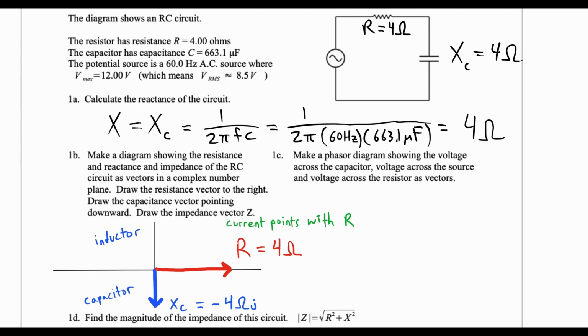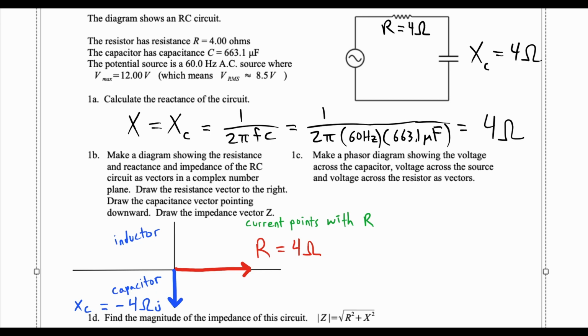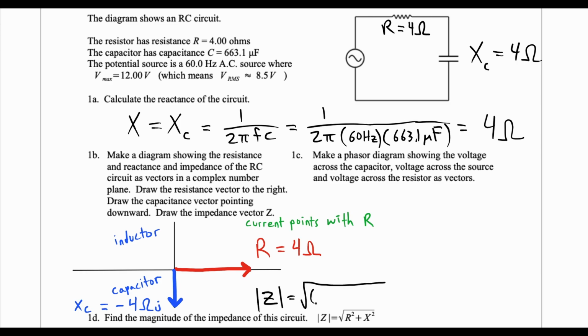And now we want to draw one more vector, which is the impedance vector. And we've seen before how impedance is a sum of reactance and resistance. We even have this formula for it, that Z magnitude will be the square root of R squared plus X squared. And that's a picture of the impedance Z. So that's the diagram that it's looking for there.